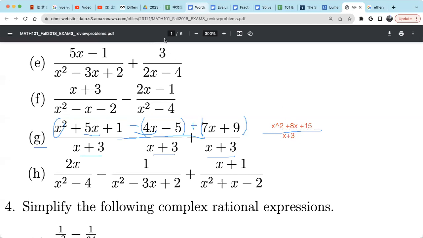Then we look at the numerator. The numerator can be simplified, can be factored as x plus 3 times x plus 5. And the denominator is still x plus 3. Now we still have a common factor. Treating x plus 3 as a factor, x plus 3 divided by x plus 3 becomes 1. So the answer for G is just x plus 5.